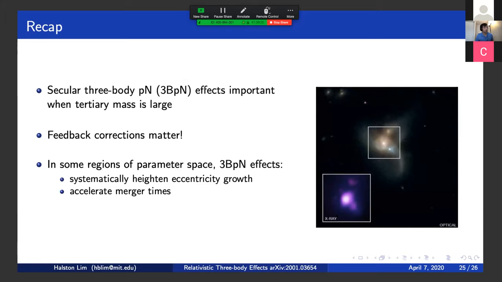All right, so as a recap, the secular three-body PN effects are important, especially when the tertiary mass is large. Incorporating the feedback corrections when you calculate these three-body PN effects is crucial. And in some regions of parameter space, you can systematically heighten the eccentricity growth and accelerate merger times by including them.